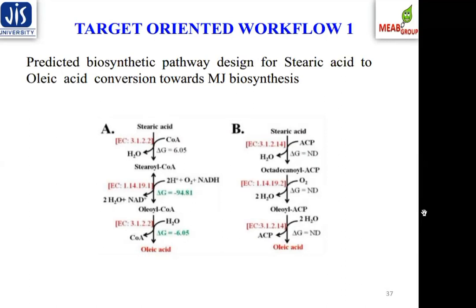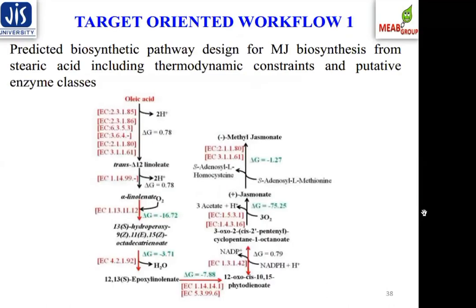Now this oleic acid will further be converted into the final product, that is methyl jasmonate. You can see this diagram clearly shows that this particular program that I have developed will also give you the individual reaction steps, including the different enzyme classes. It will also give you the free energy change, which will allow you to understand whether this reaction is energetically or entropically favorable or not. That means if you want to functionalize this synthetic pathway, it will tell you whether the flux can be carried from stearic acid towards methyl jasmonate or not.